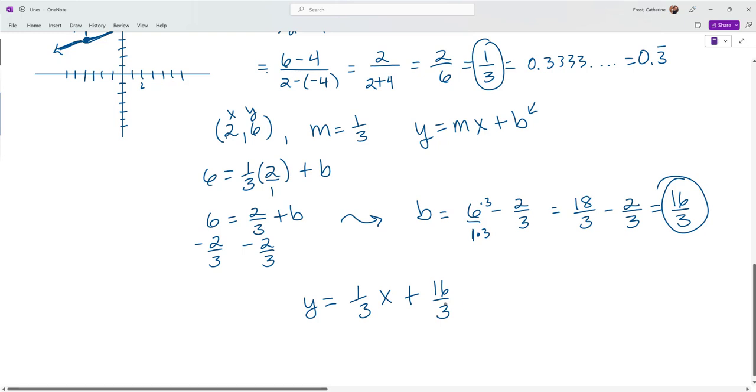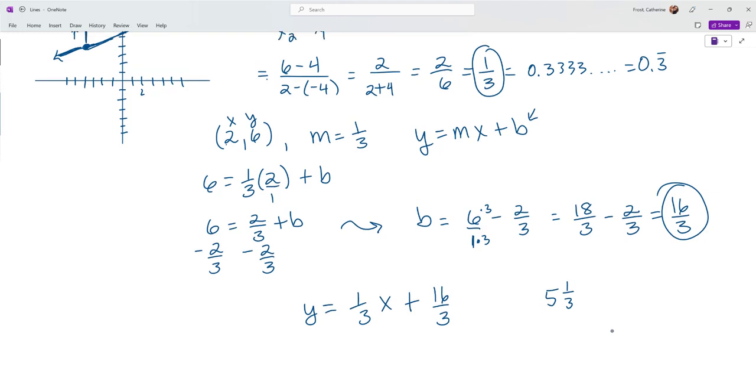And by the way, you can put 16 divided by 3 in your calculator, or you can think of converting it to a mixed number. 16 divided by 3 is 5 with 1 left over. Or if you put it in the calculator, it would be 5.33333. And oh, that's what we thought it was supposed to be.